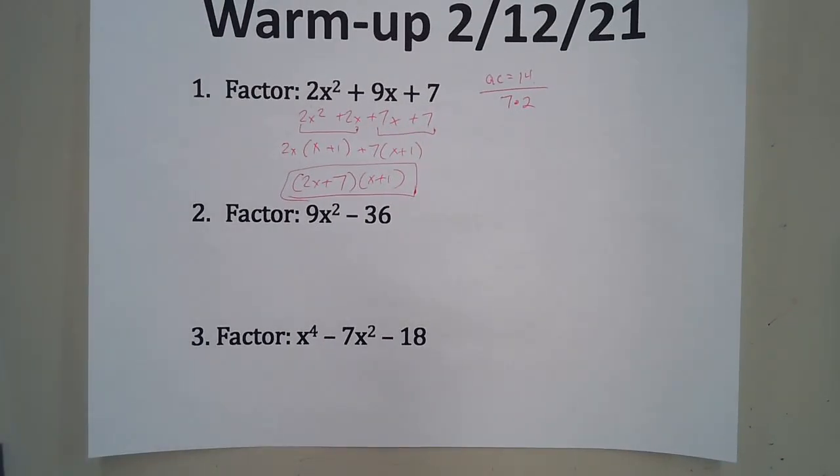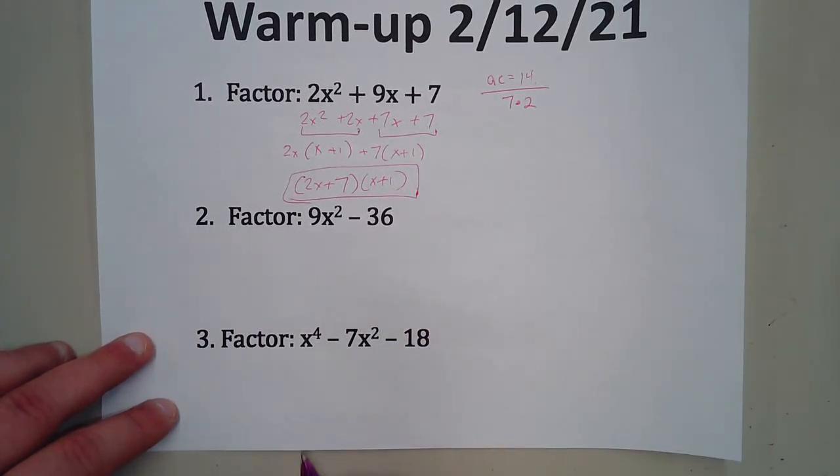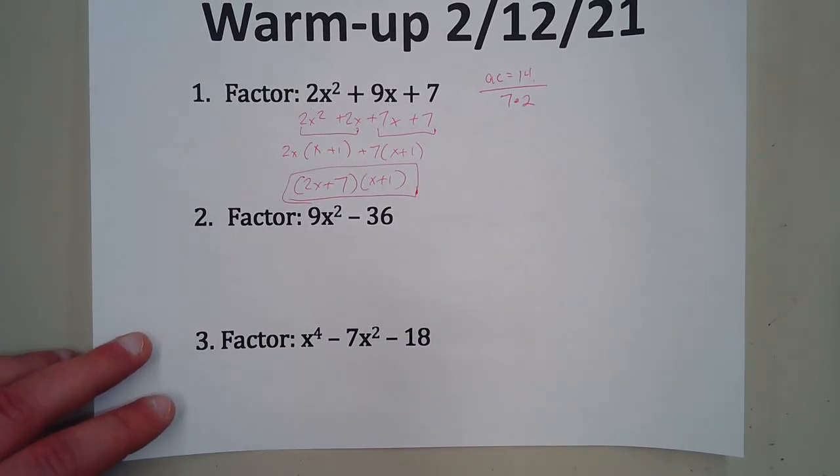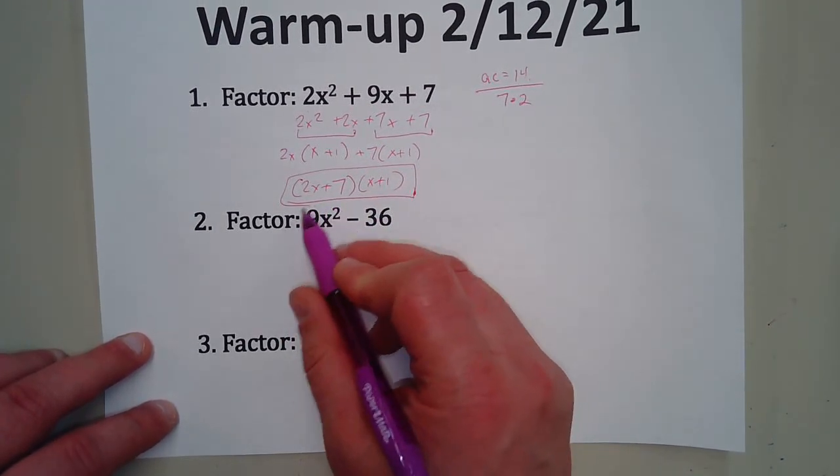Number 2, my favorite, difference of squares. I like difference of squares because, in my opinion, it's simple. But there's one like this on the quiz people got a little weird with, and I just tend to see people make some strange mistakes here. So you look and say, what would I multiply together to get this?